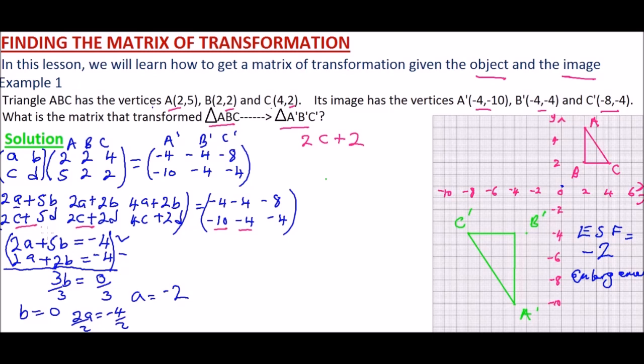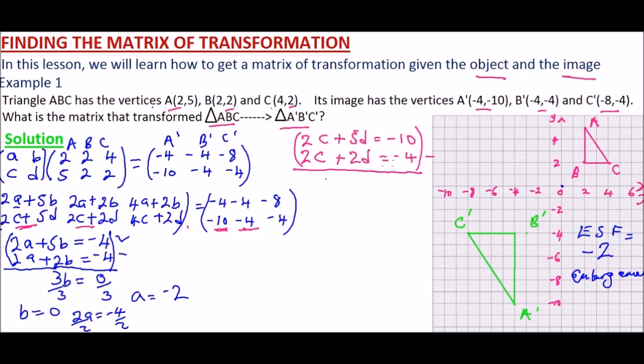We are equating 2c plus 5d is minus 10. That is this expression here, and we equate it to the corresponding element, which is minus 10. We also do the same to 2c plus 2d is equal to the corresponding value, which is 4 minus 4. So we close the bracket. We solve these two equations simultaneously.